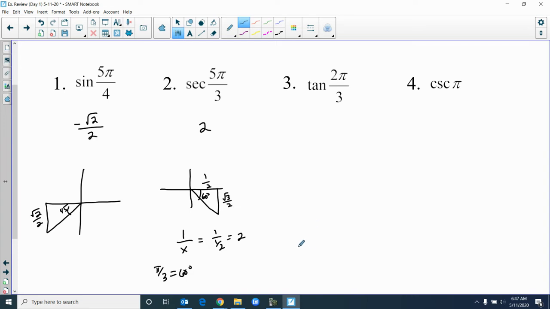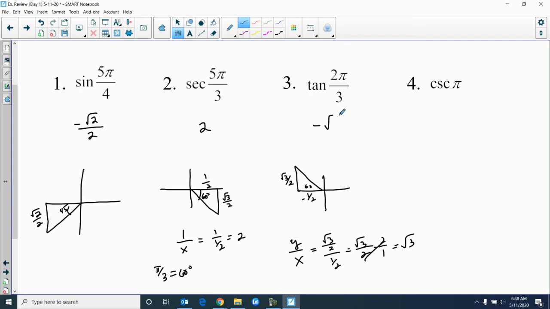Tangent of 2 pi over 3. Remember, tangent is y over x. Well, what's 2 pi over 3? Again, pi over 3 is 60 degrees. 2 pi over 3 would be 120. Give me a reference angle of 60. Square root of 3 over 2, 1/2. That would be a negative. So tangent is going to be negative in quadrant 2. So it's going to be square root of 3 over 2 times 2 over 1, square root of 3. But we said it was negative. So you get negative square root of 3. And what about cosecant? Cosecant is the flip, the reciprocal, of sine.